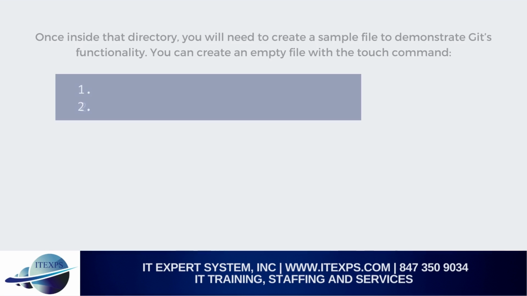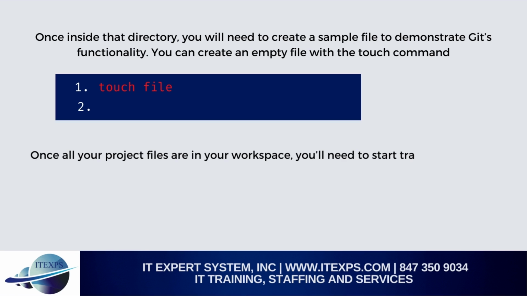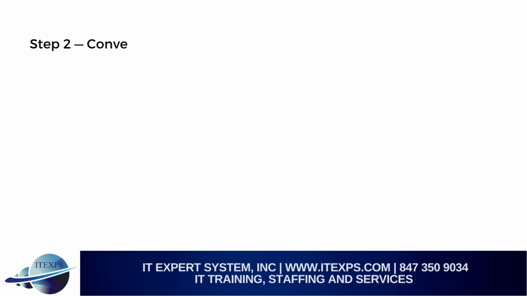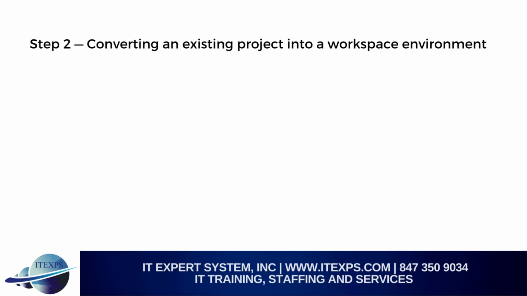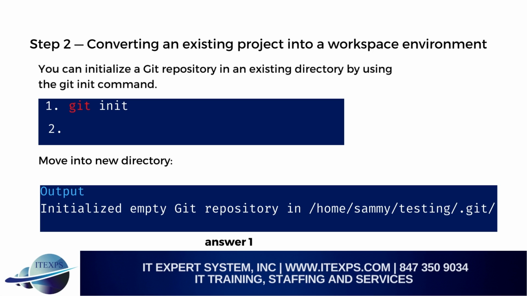Syntax: touch file. Once all your project files are in your workspace, you will need to start tracking your files with Git. The next step explains that process. Step 2. Converting an existing project into a workspace environment. You can initialize a Git repository in an existing directory by using the git init command.